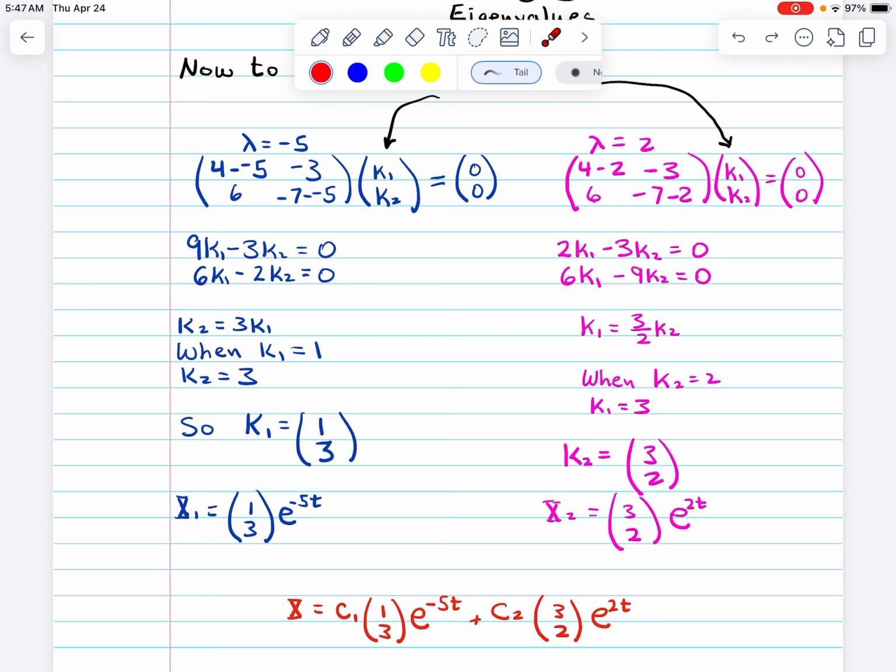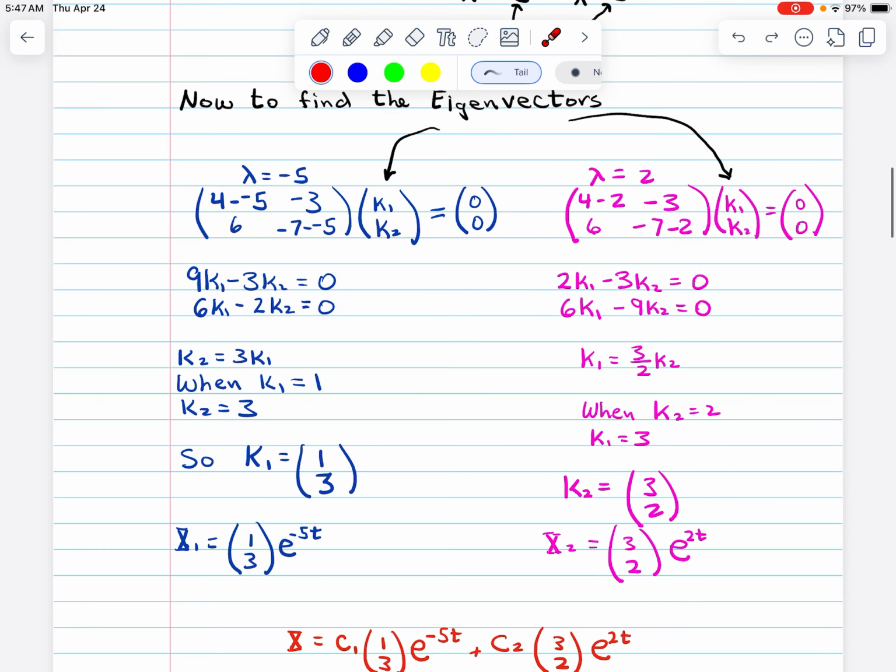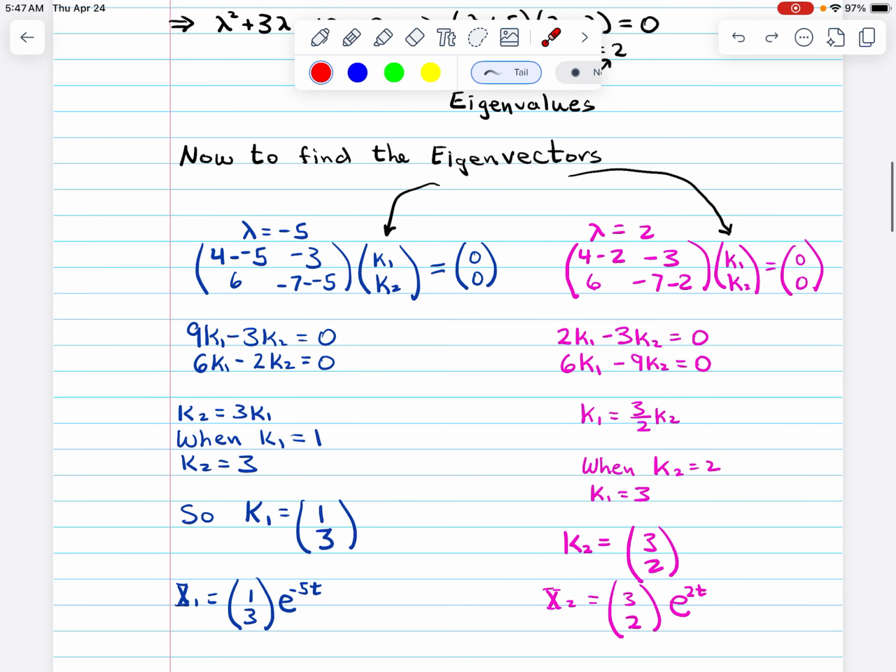So now we have our solution, one solution. X1 is equal to 1, 3, e to the negative 5t. And notice where I get the negative 5, right there. Now, I do this same process for the eigenvalue of 2. So I plug that back in. I get a dependent system here, which I can't solve. But I can find a particular solution. I can find one eigenvector. I'll just pick one.